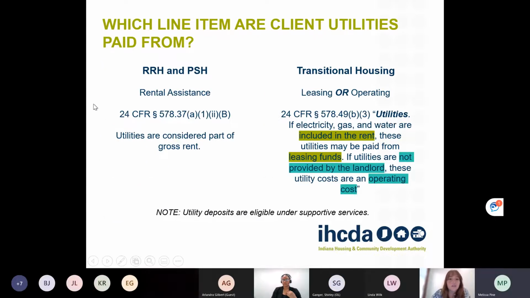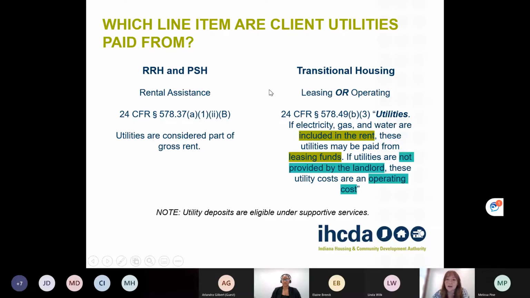And then getting into where the utility allowances are actually paid out from. It will vary a little bit based on the program that the client is served by. So for rapid rehousing and permanent supportive housing, the utilities for these clients should be paid out of the rental assistance line item. The CoC final rule considers utilities as part of gross rent, so that's why it comes out of the rental assistance line item.